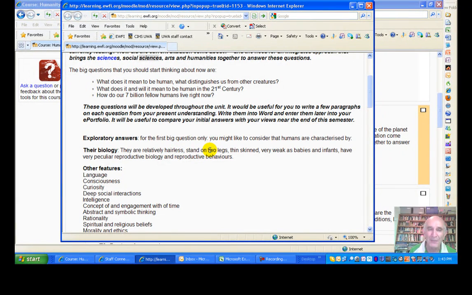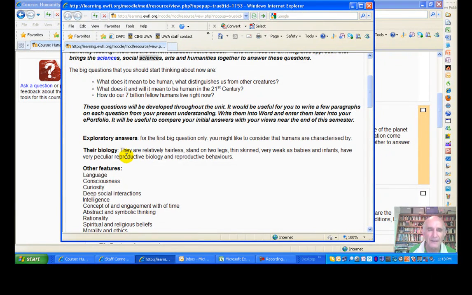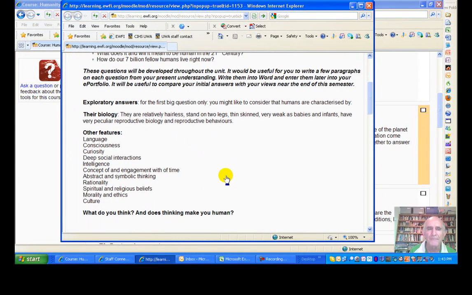We have a very peculiar reproductive biology and reproductive behaviours. This is my particular research area, reproductive biology, so I'm absolutely fascinated with it. And we could talk and think a lot about those issues, but at this stage, let's keep it fairly light and easy. Other features that humans have, well, we have language, we're conscious, we have curiosity, and there's a whole set of little things there which pretty much distinguish humans from most other creatures.